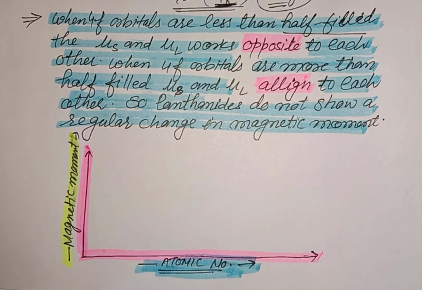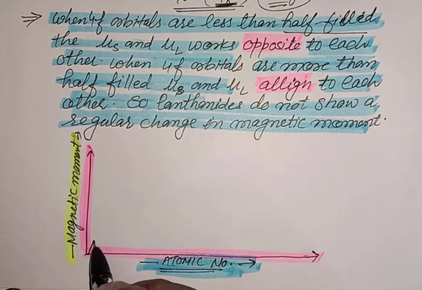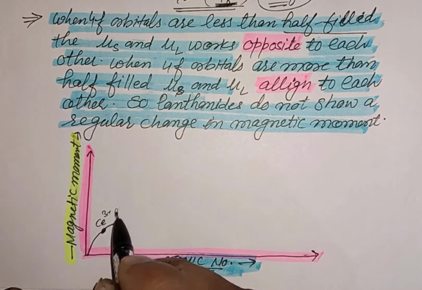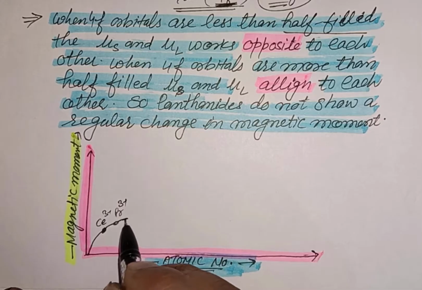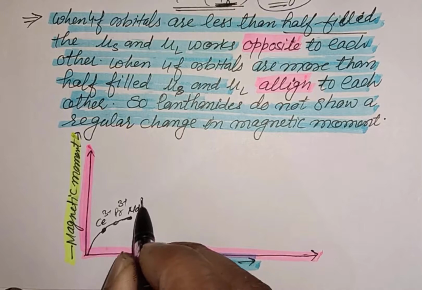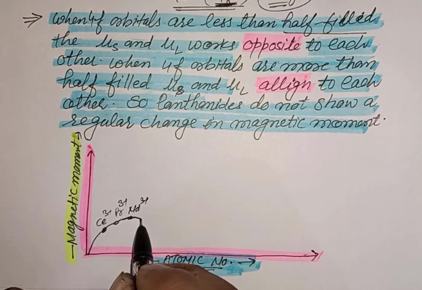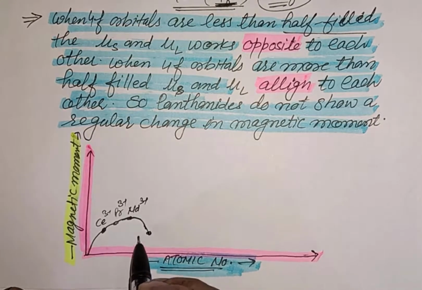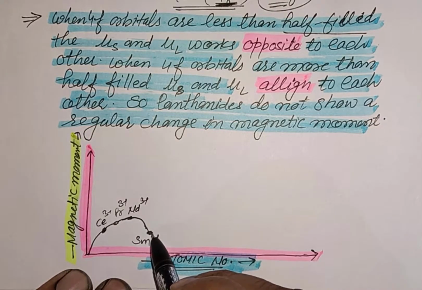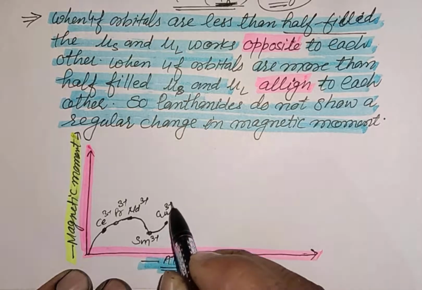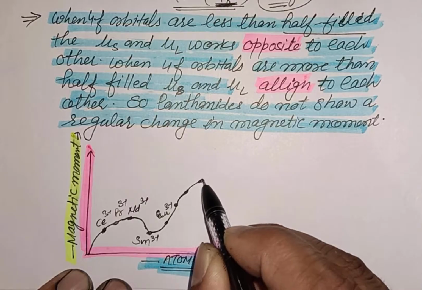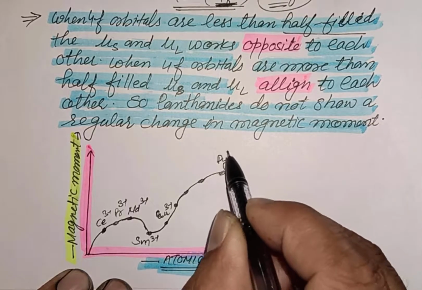It first increases, starting from cerium plus 3. After cerium plus 3 comes praseodymium plus 3, and after praseodymium comes neodymium plus 3. After neodymium the value decreases, from samarium plus 3. After samarium plus 3 the value again starts to increase, at europium plus 3, Eu plus 3. After europium plus 3 the value increases continuously, and finally becomes maximum at dysprosium plus 3.